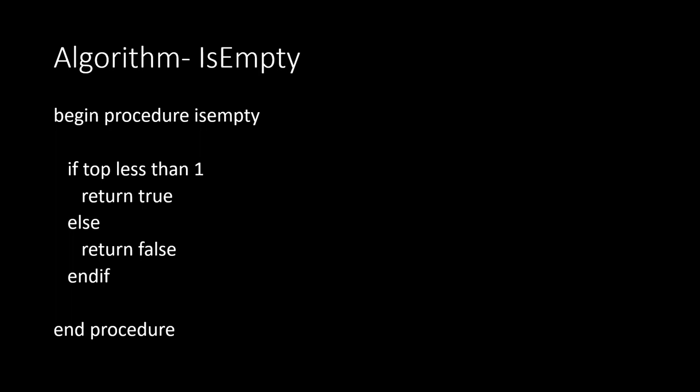So if it is less than 0, it means top is still at the initial state. It doesn't have any elements. So if it is less than 0, then it will return true. If it is not, suppose you have got one element, top will be 0, which means you have one element. So in the implementation, if it is less than 0 it will be true, otherwise it will be false.